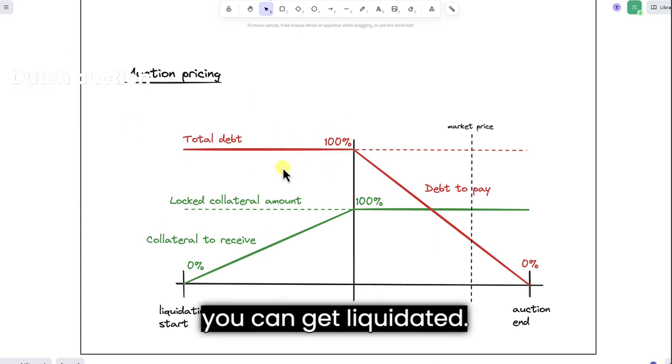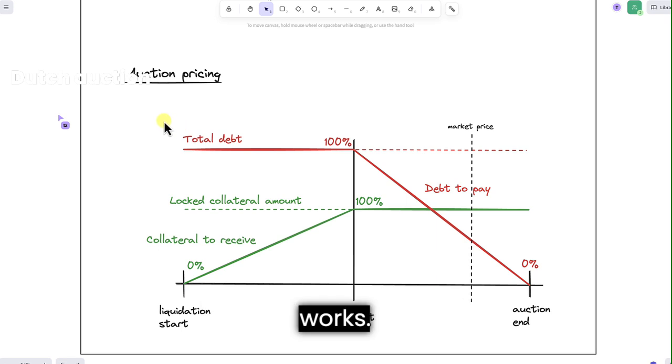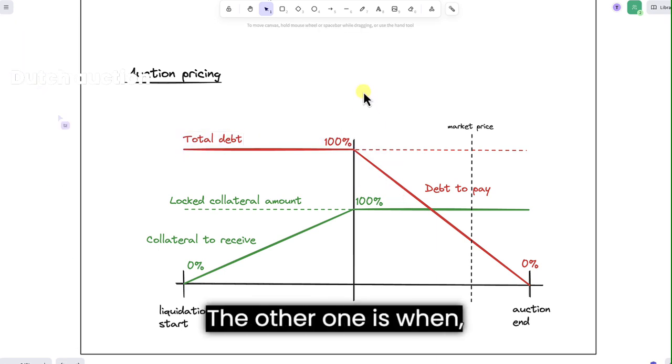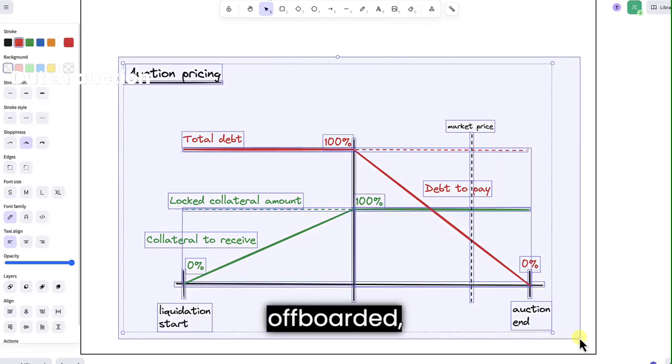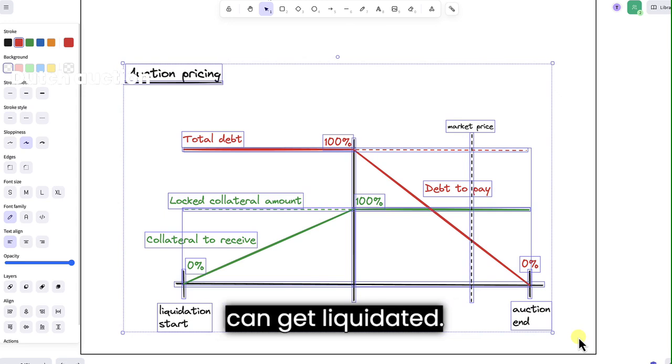you can get liquidated. This is just an example. It depends on the parameters of the protocol, of the lending term. And that's how it works. This is one criterion to get liquidated. The other one is when a lending term is being deprecated. The lending term equals a gauge. This lending term is bad. It creates bad debt because the collateral token moved too much. Then the guild token holders, the governance, vote to offboard this lending term. And when it's getting offboarded, then all the positions can get liquidated.